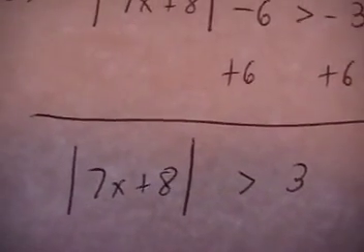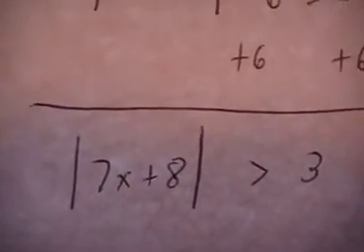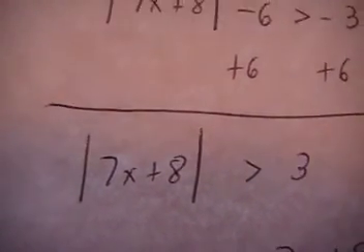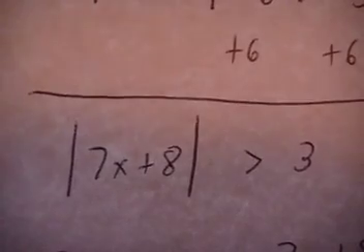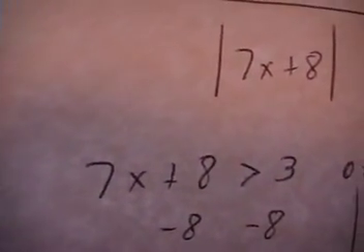Now these problems are usually tricky for people the first time they see them. There's one inequality you can write that's exactly like it looks right here. Just take the bars away. 7x plus 8 is greater than 3 is what it looks like. So we do that first. 7x plus 8 is greater than 3.